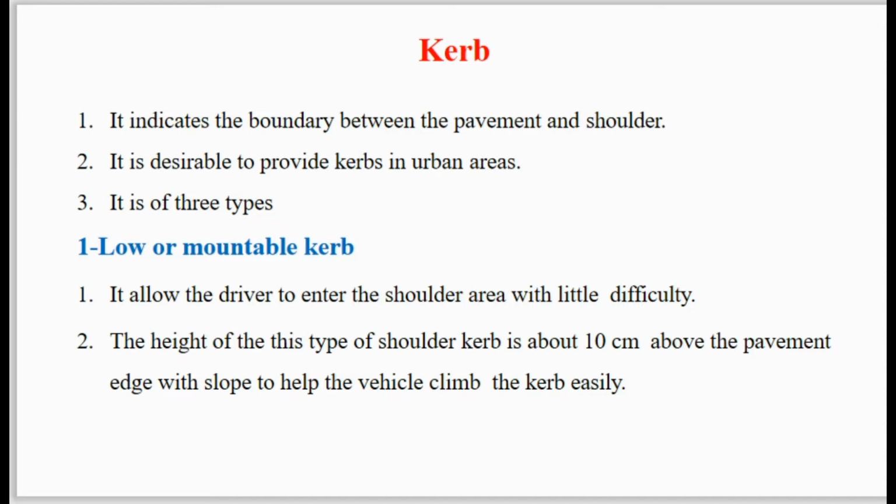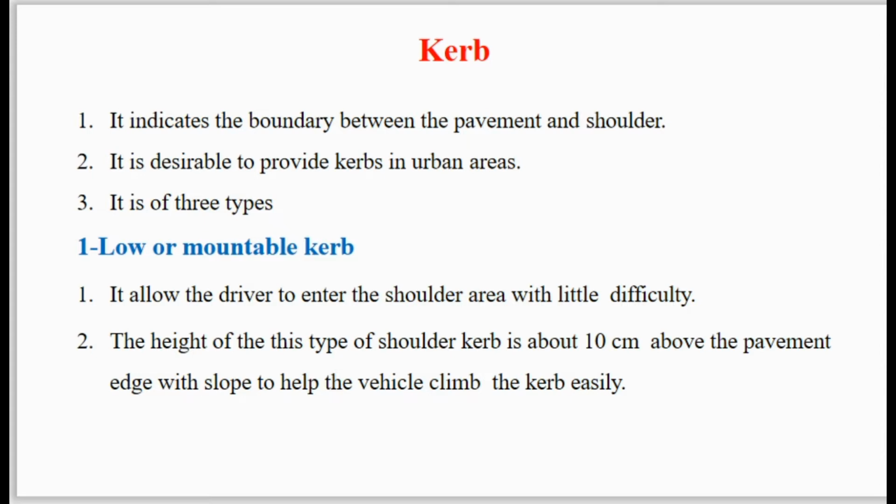Curbs basically are of three types. First is the low or the mountable curb, which allows the driver to enter the shoulder area with little difficulty whenever required. That means if there is a congestion of traffic, then the shoulder area can be used by the driver. Next, the height of this type of curb is about 10 centimeters above the pavement edge, with a slope in order to help the vehicle climb the curb easily.